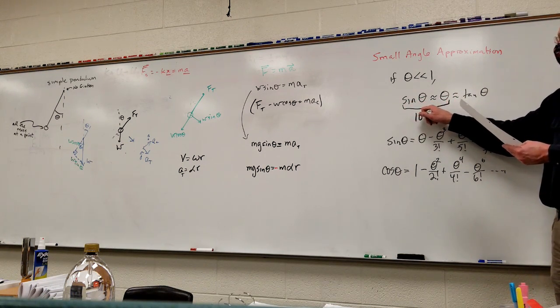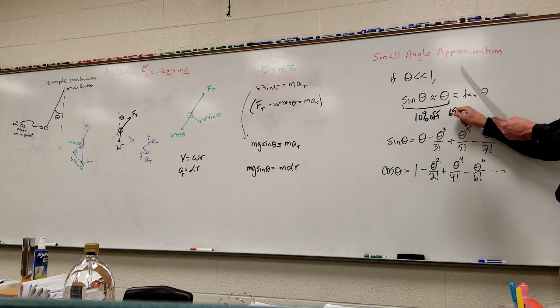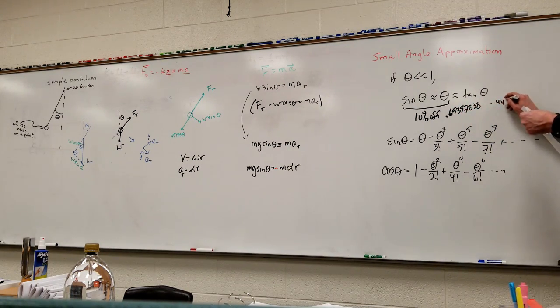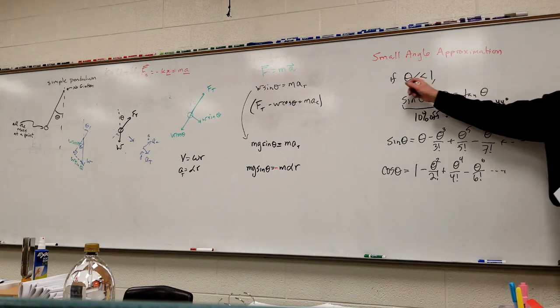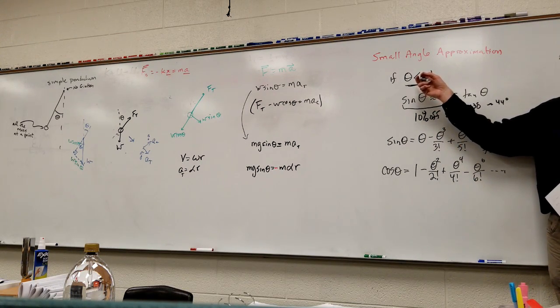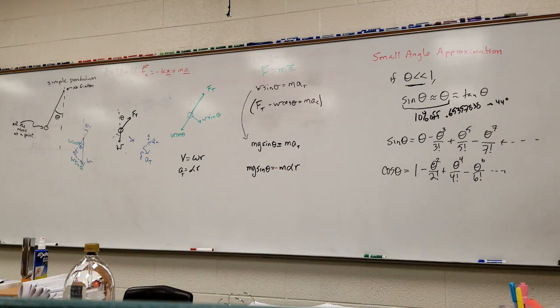Now let's take it one step further in terms of how legitimate this is. These are 10% off at an angle of 0.693978838, somewhere around 44 degrees. Now in physics, typically if you're at a 44 degree angle, you don't use the small angle approximation. Typically, as long as theta is much less than 1, usually a 10% rule there. So if theta is 0.1 radians, which is about 5 degrees, you're good. But you can expand it a little bit farther.